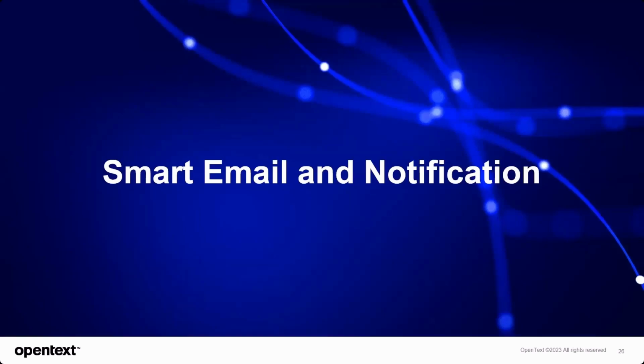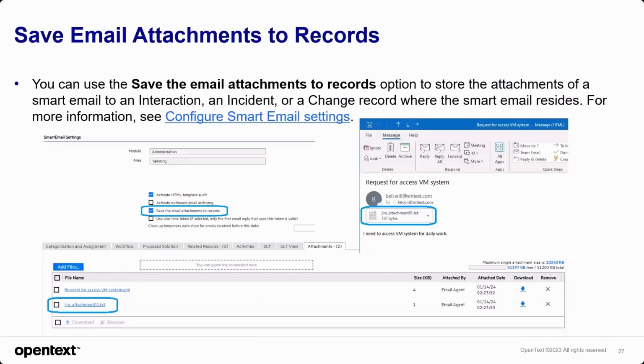Next part is around smart email and notification. One of the improvements around this part is that now you can save the email attachment to the records. So previously, when you sent out the smart email to create one ticket, the smart email itself would be listed as an attachment, but the attachment in this email itself would not be saved as a separate attachment in the record, such as the incident, interaction or change.